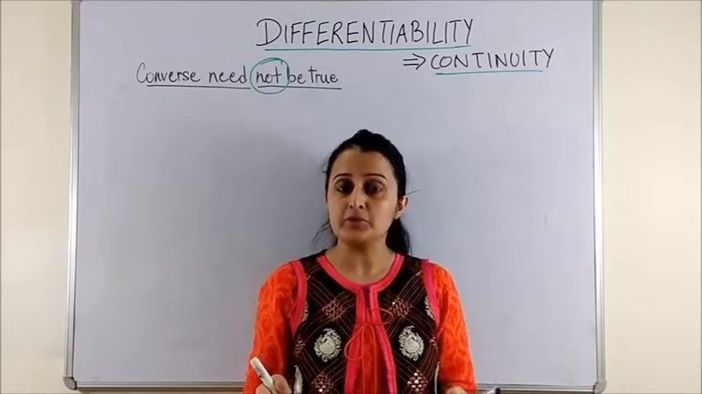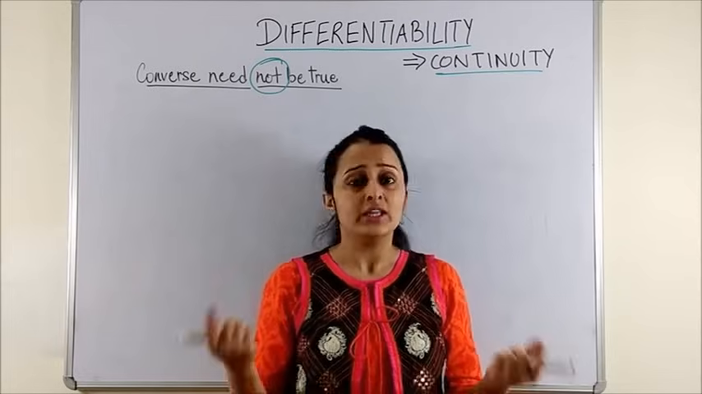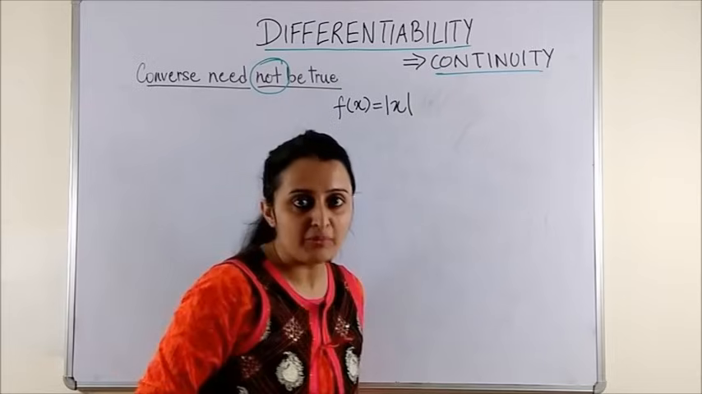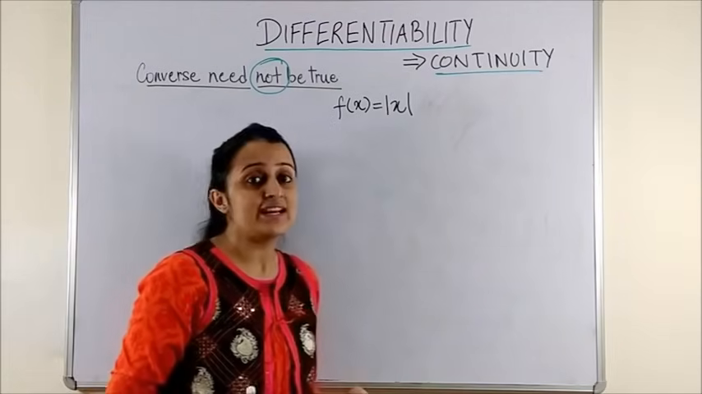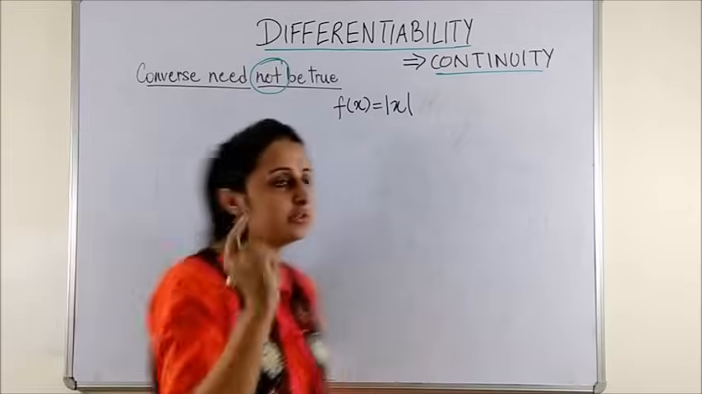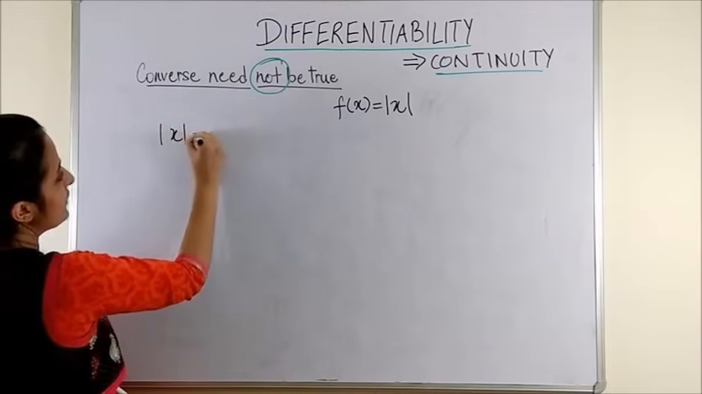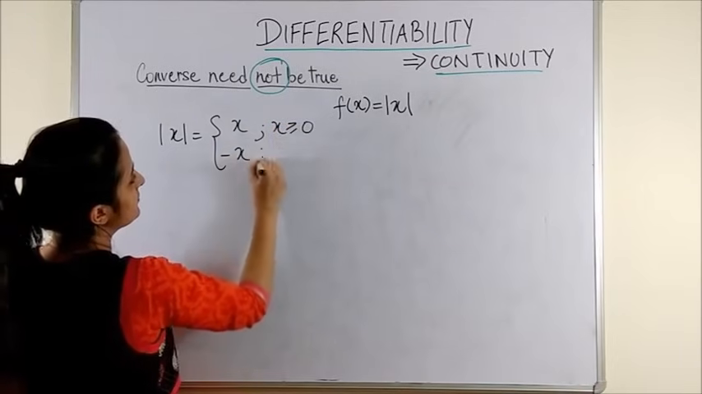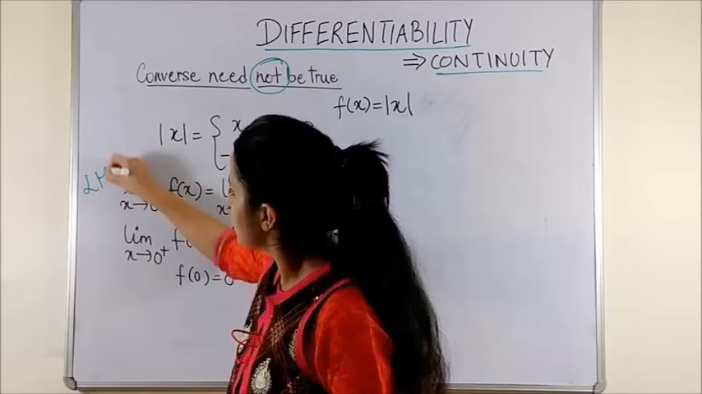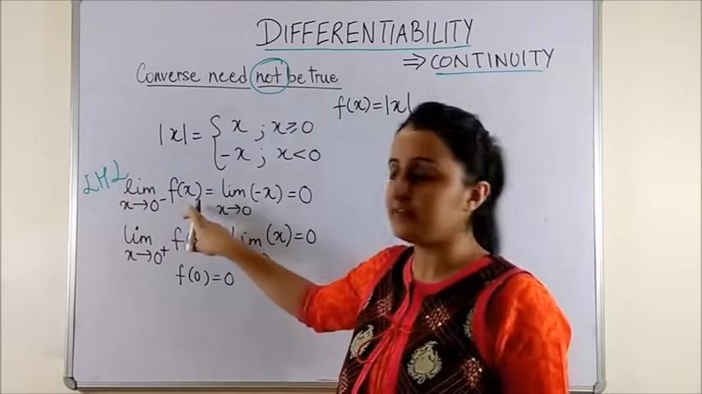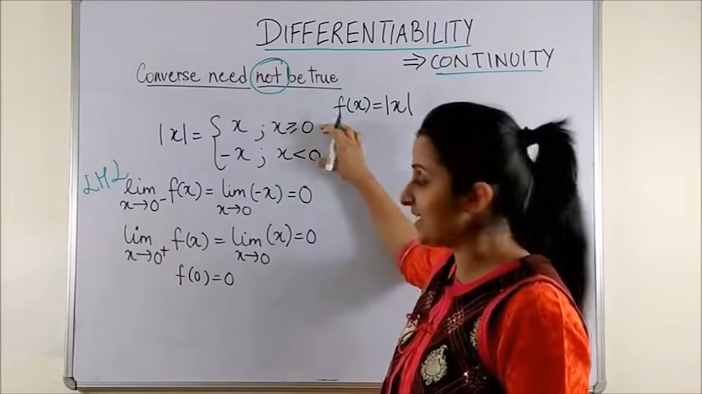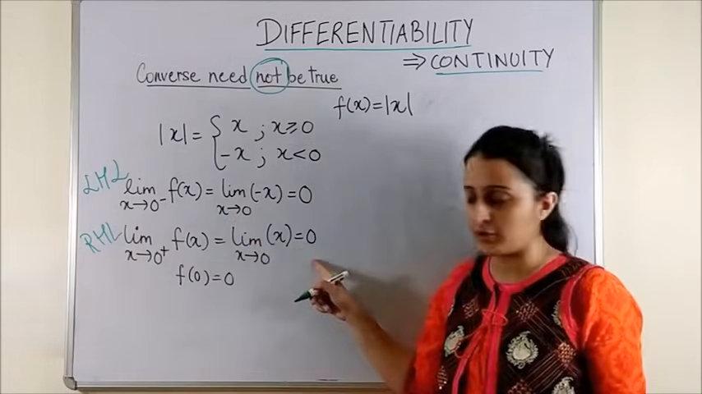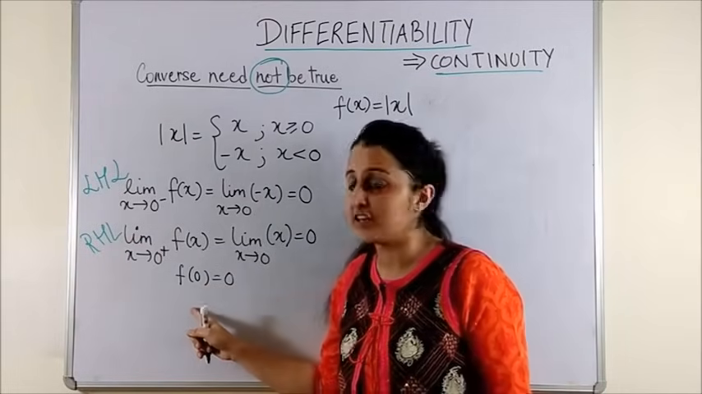Now, whenever you want to say some statement is not true, then you have to supplement it with an example. Now, we take the example of a modulus function. First, let's try to establish its continuity. Talking of the mod function, we know it could be split this way. We calculate LHL of the function at 0 where the function is getting split. We calculate RHL of the function at 0 and we check the value of the function at 0.